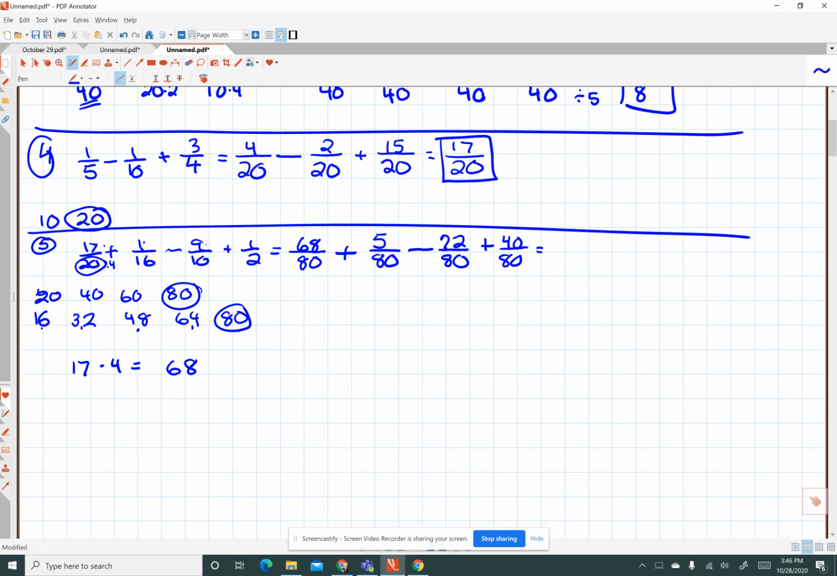So now we need to add up. Let's do all of the addition ones first. We will add 68 and 5 and 40. So 68 plus 5 plus 40 is 113. 113 minus 72. 3 minus 2 is 1, and 11 minus 7 is 4. So that would be 41/80ths, which cannot be reduced any further. That's a final answer.